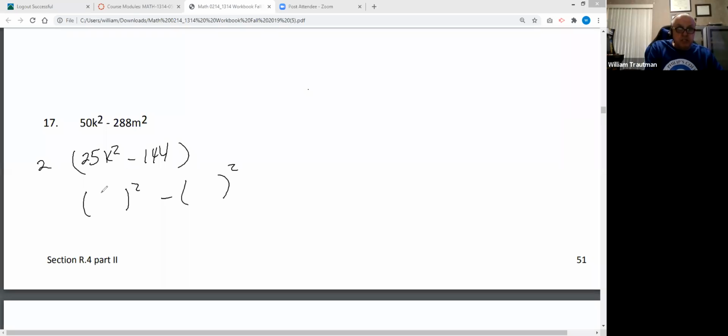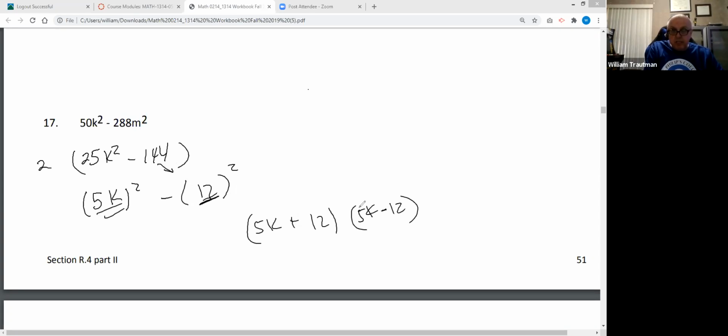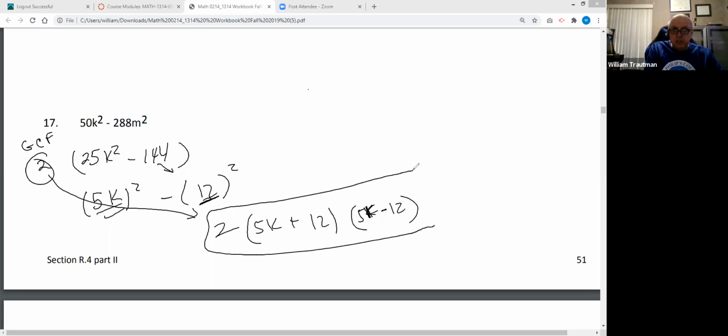So 25 is 5 times 5, and then k squared is k. 144, the square root of 144 is 12. So we're going to put 2 big parentheses, 5k in the first one, 12 in the second spot, 1 plus, 1 minus. Don't forget our GCF, 2 in front. And we get that. Thank you, Amanda.